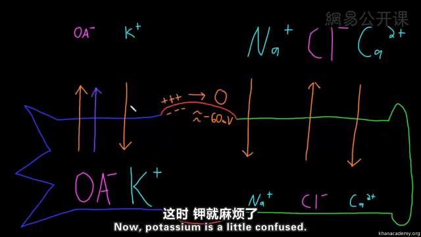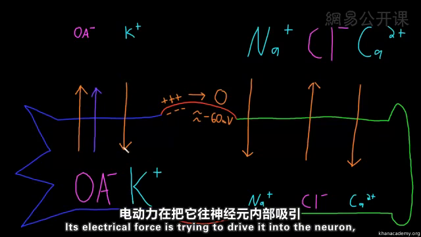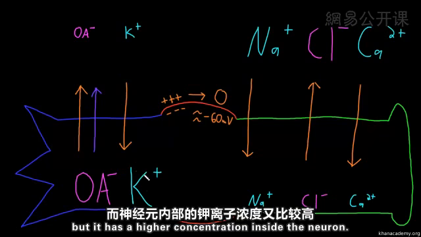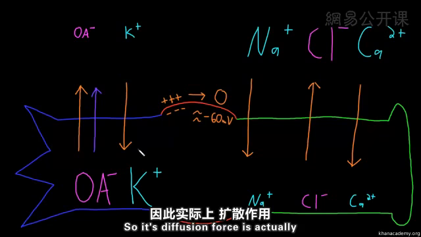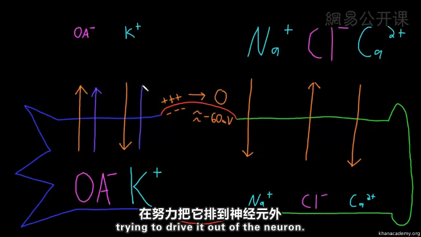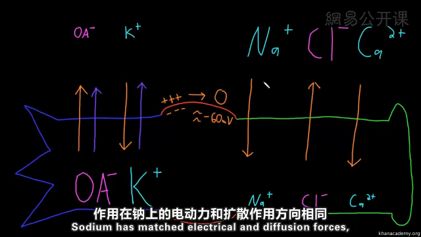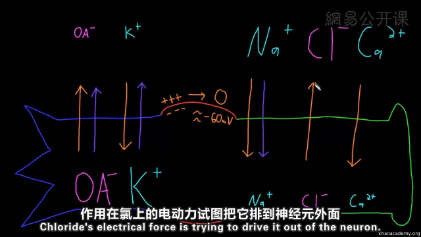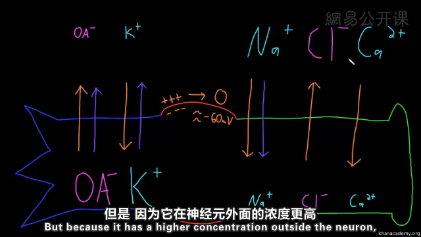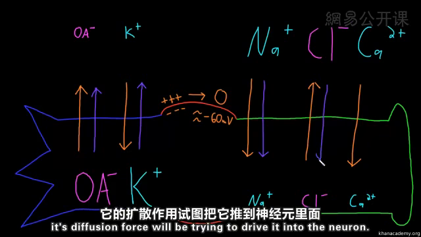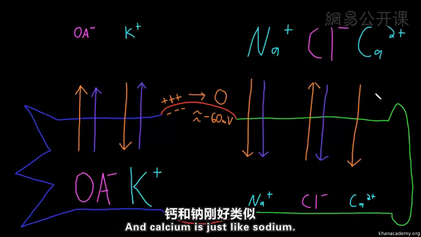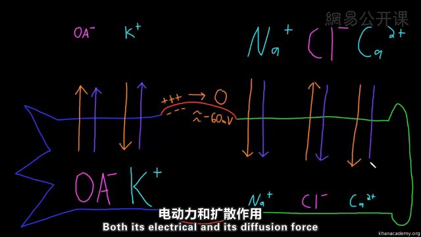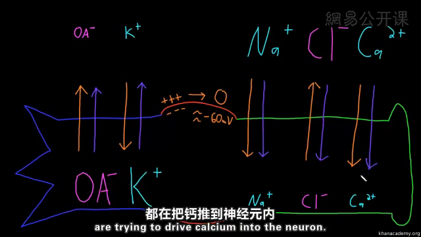Now potassium's a little confused. Its electrical force is trying to drive it into the neuron, but it has a higher concentration inside the neuron, so its diffusion force is actually trying to drive it out of the neuron. Sodium has matched electrical and diffusion forces because it has a higher concentration outside the neuron than inside. Chloride's electrical force is trying to drive it out of the neuron, but because it has a higher concentration outside the neuron, its diffusion force will be trying to drive it into the neuron. And calcium's just like sodium. Both its electrical and its diffusion force are trying to drive calcium into the neuron.